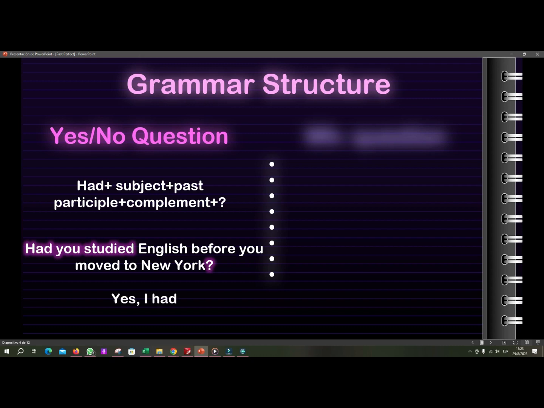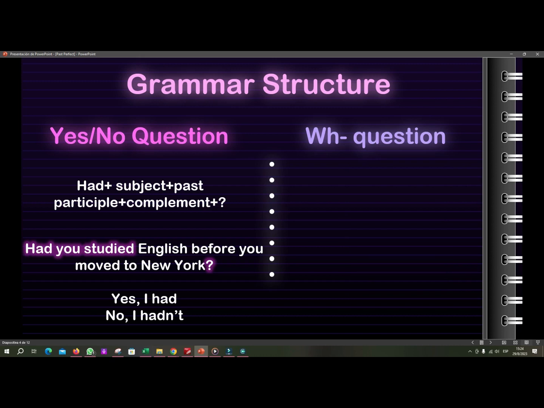If you have an affirmative answer, you're going to have just the subject and the auxiliary had. If it is negative, no, then the subject and also had not or hadn't. That would be like the short form there. So, yes, I had, or no, I hadn't. So that is a yes-no question.